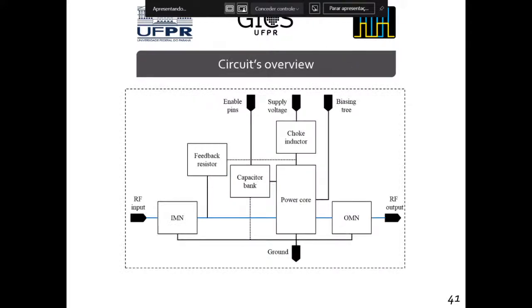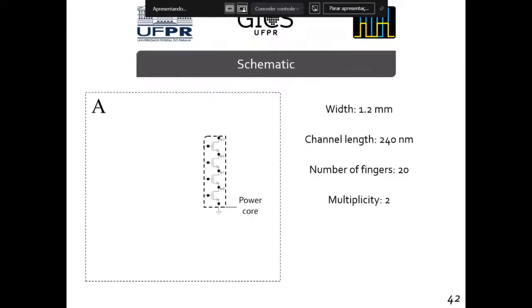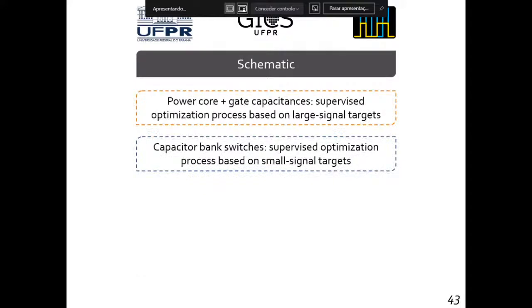The proposed circuit is composed of an input matching network, a feedback resistor, a capacitor bank, a choke inductor, a power core, and an output matching network. The power core is composed of 4 stacked transistors, each one of them with a width of 1.2 millimeters, a channel length of 240 nanometers, double multiplicity, and 20 fingers.